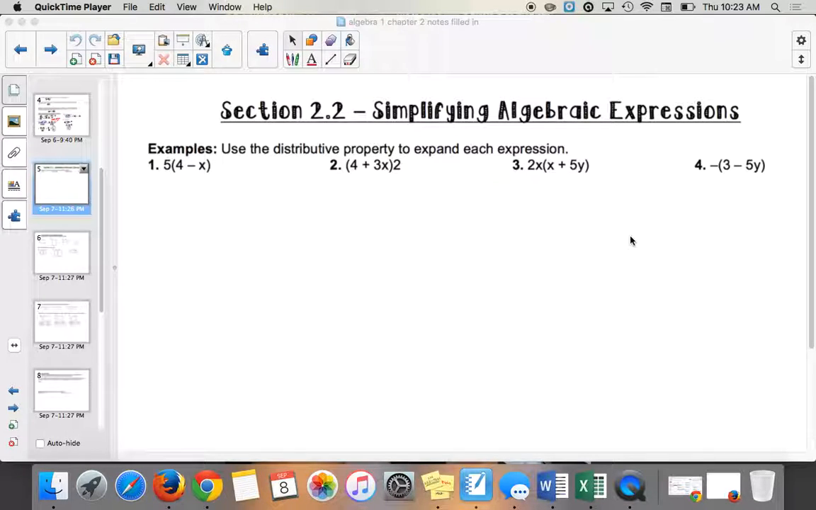Simplify algebraic expressions. I think you all remember the distributive property, but you probably don't know why the distributive property works, which we're going to talk about today. But let's do a quick review. It says use the distributive property to expand each equation. So what's the first one, Peter?